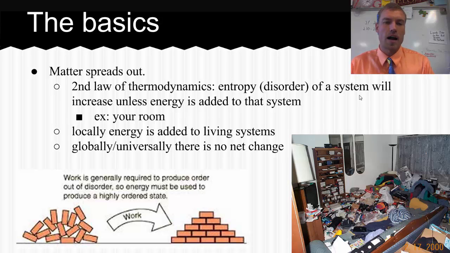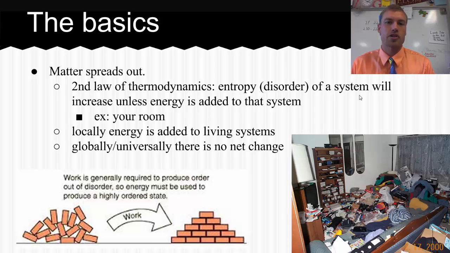Matter wants to spread out, and that's a consequence of the second law of thermodynamics, which states that the entropy, which is another word for disorder of a system, will increase unless energy is added back into that system. So basically, on its own, all matter will spread out. This is something that is natural.